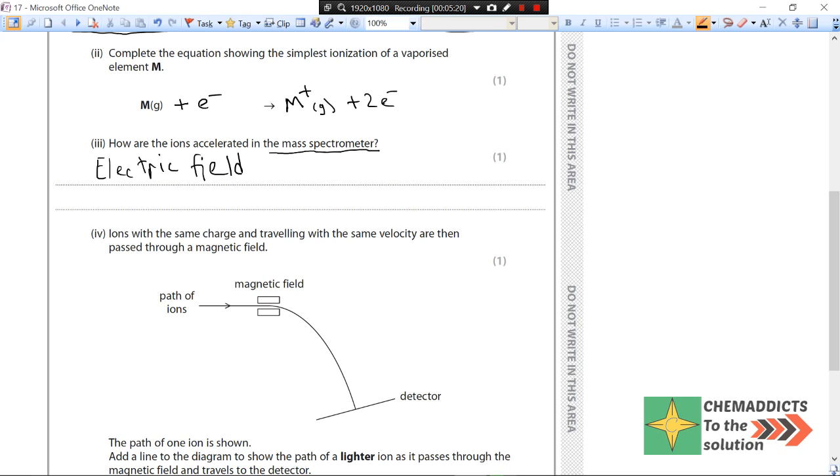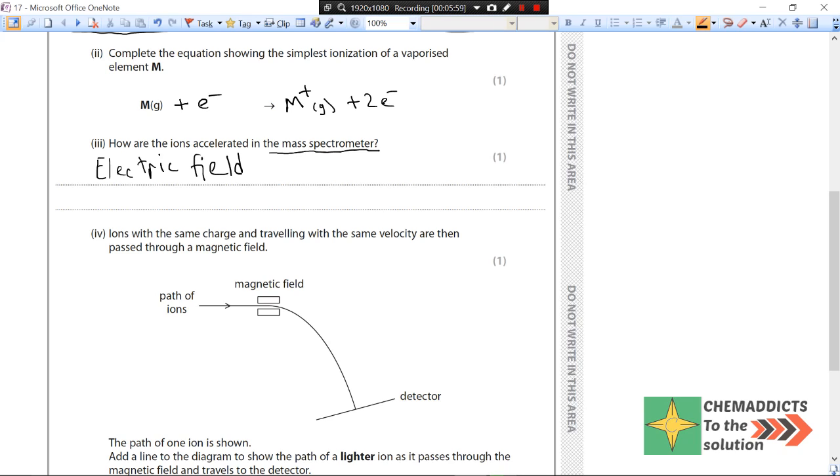But in an electromagnetic field we will get both electric properties and magnetic properties. So here we are only dealing with the electric field, not the electromagnetic field. Since the electric field accelerates ions, and the magnetic field deflects ions according to mass by charge ratio, that's why we are not involving the electromagnetic field. So here the answer should be electric field.